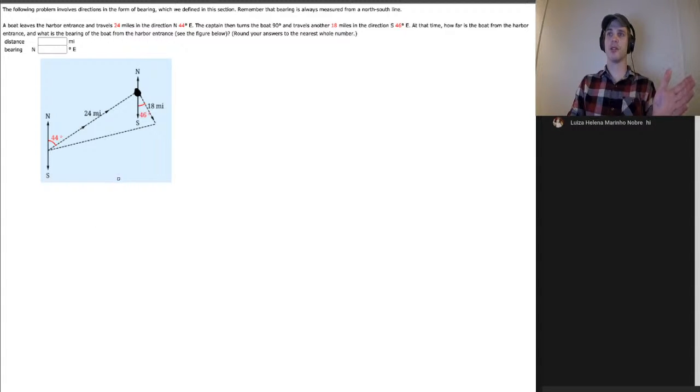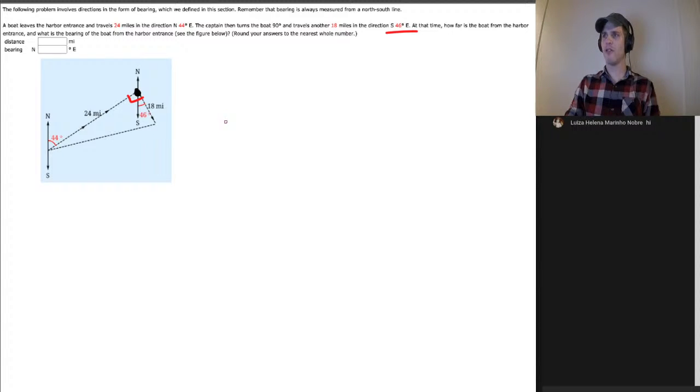Then the captain turns the boat 90 degrees and goes another 18 miles. That gives us this side length here, and that means this angle is 90 degrees. Let me put that in red so you can see it easily. That's 90 degrees there. They give that direction, south 46 east, and I think this is actually a distractor. I don't think I used that information at all.